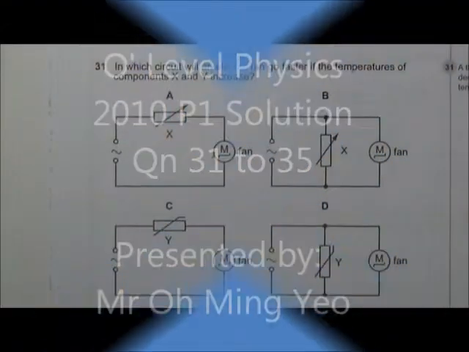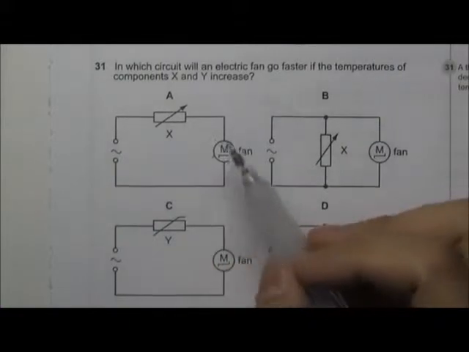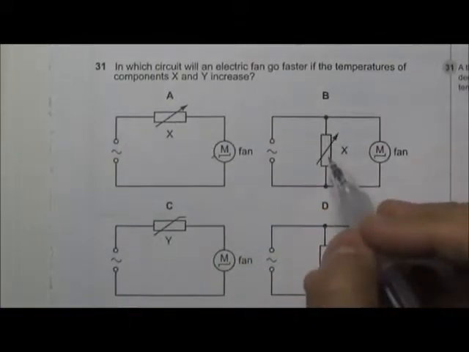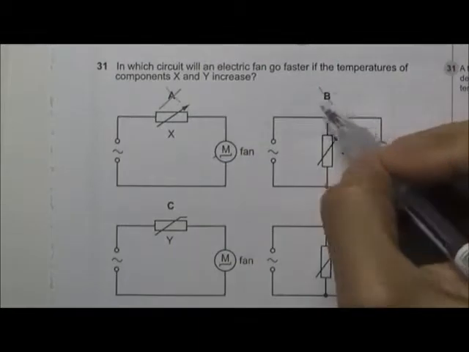In this question, we are asked which electric fan will go faster if the temperature of component X and Y increases. Okay, first of all, we have to establish the point that in order for the electric fan to go faster, the current passing through it must increase. And component X here is a rheostat, and a rheostat is not really sensitive to the change in temperature, so we can strike out A and B.